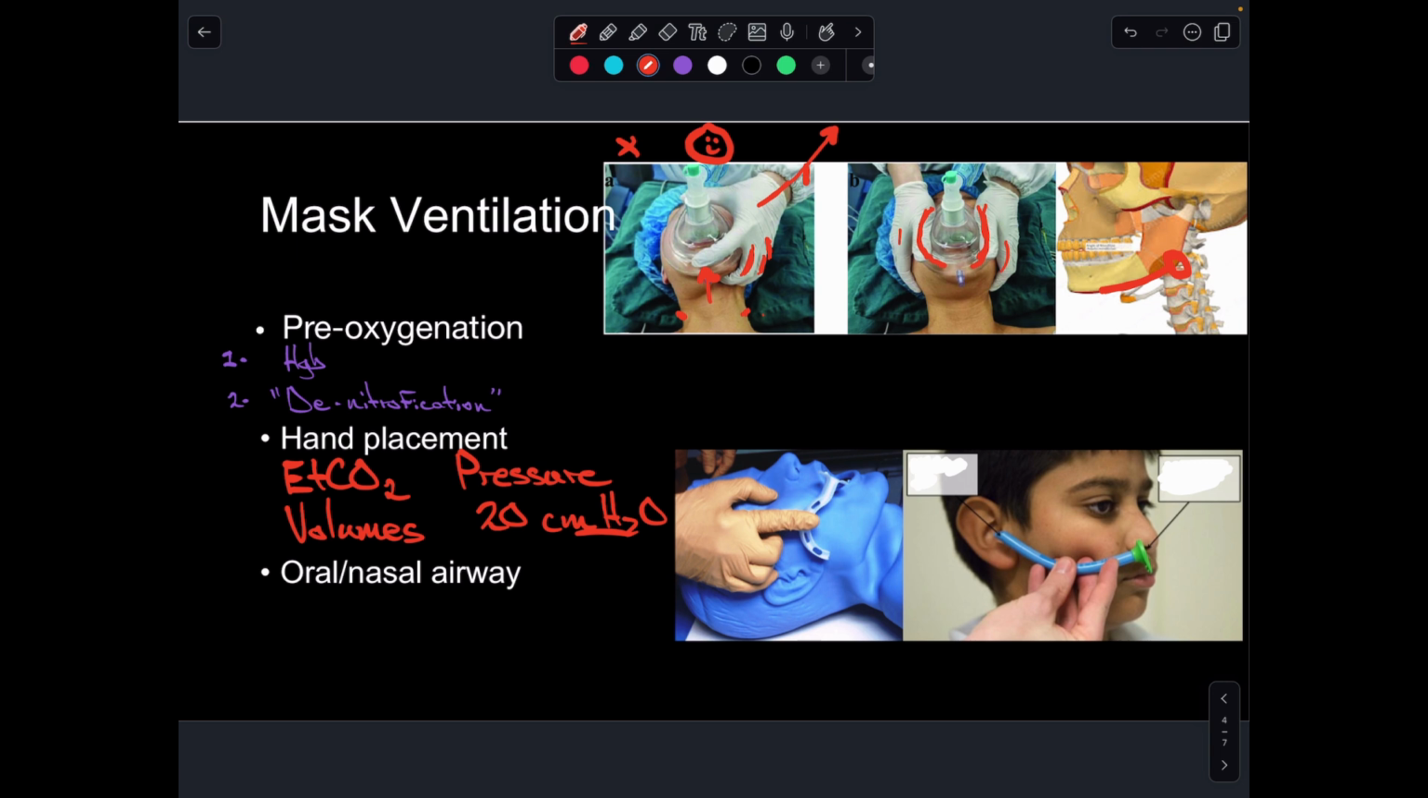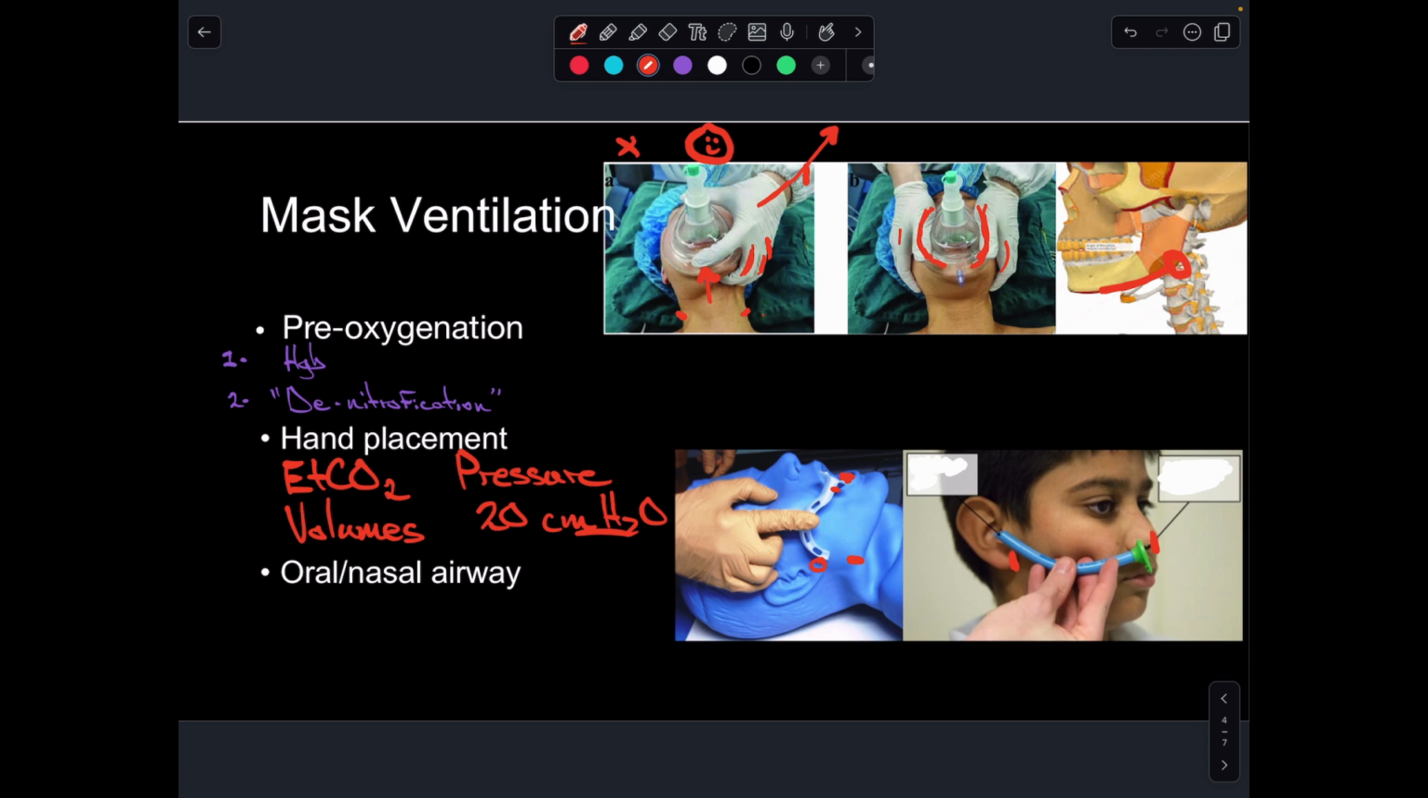Now, when you're placing these, the first thing that you need to do is properly measure them. That's shown pretty well in this first diagram here. The way that I was trained to measure these is from the corner of the mouth to the earlobe, and that distance is going to be the appropriately sized OPA. And then for an NPA, the measurement that I've seen is from the end of the nose to the earlobe. So it's showing a slightly different way to measure in this diagram, but you get the idea. And there's multiple ways. Another way to measure the OPA that I've seen is from the front incisors to the angle of the jaw.